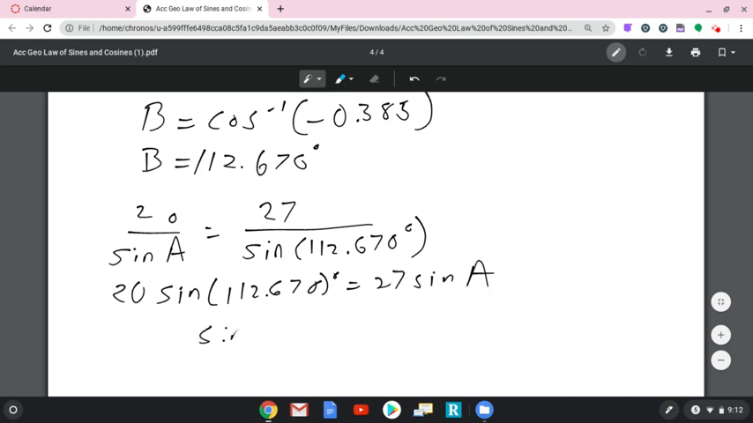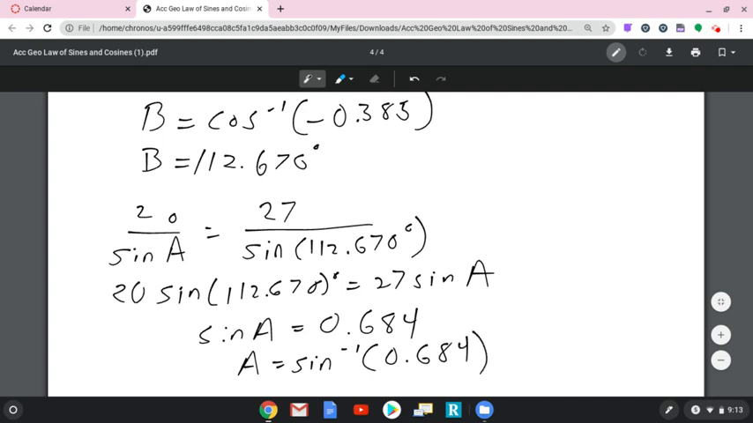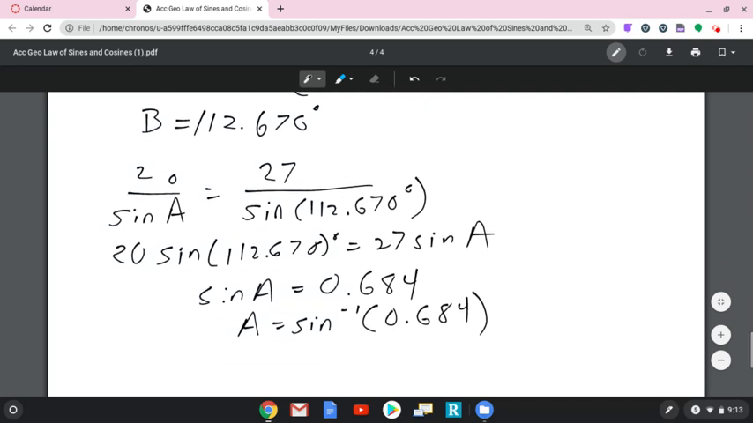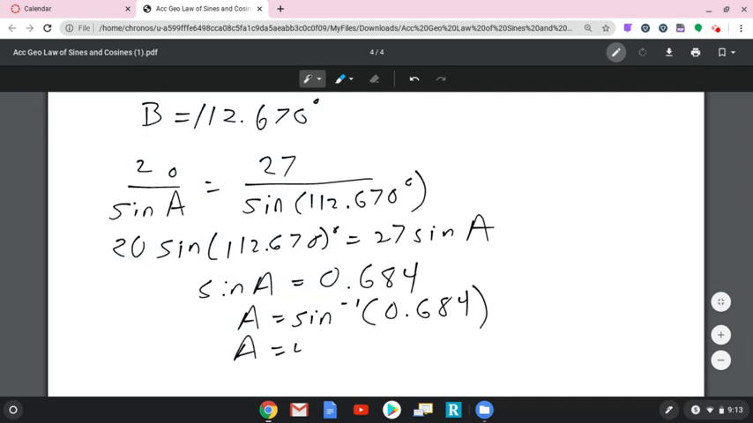So how do we find sine of A, guys? We're going to take 20 times sine of 112.67, and then divide it by 27, and we are going to get sine of A to be 0.684. Now what do we do, guys? To find an angle measurement, you do inverse sine. I do second sine, second answer to make my life easier, and I get A to be 43.119 degrees.